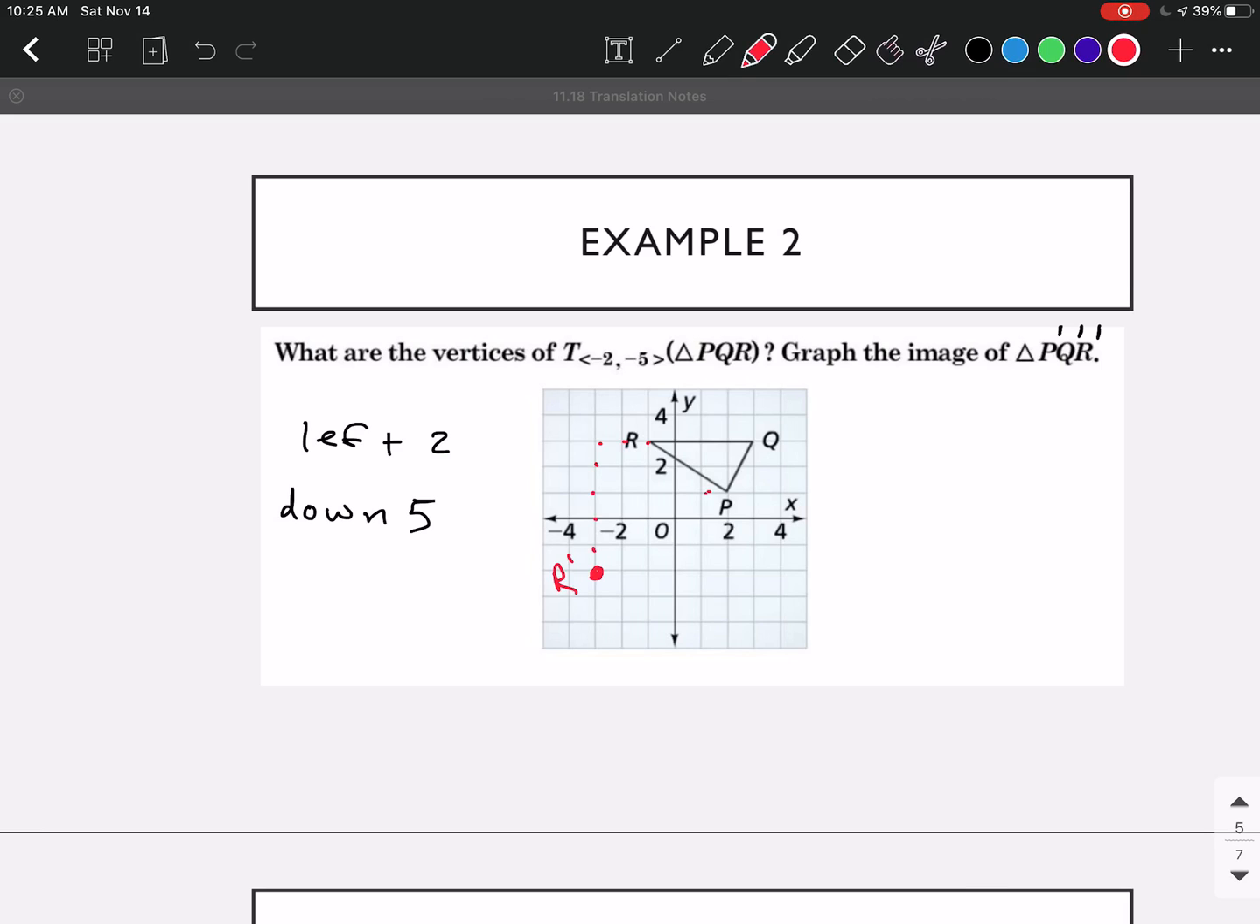So we go to P, 1, 2. Now down 5: 1, 2, 3, 4, 5. We have P prime, and now same thing with Q: 1, 2, 1, 2, 3, 4, 5, and Q prime. And so the coordinates, R prime will be (-3, -2). P prime will be (0, -4). And Q prime is (1, -2).